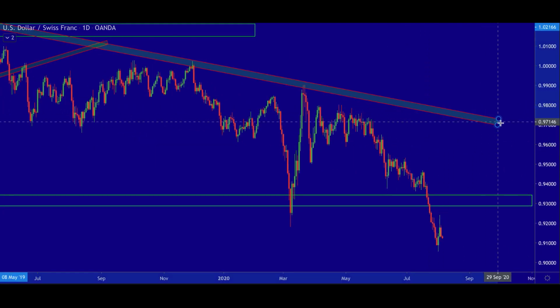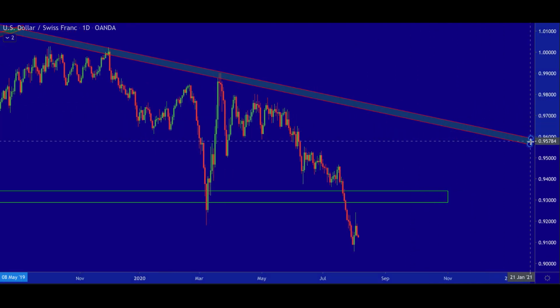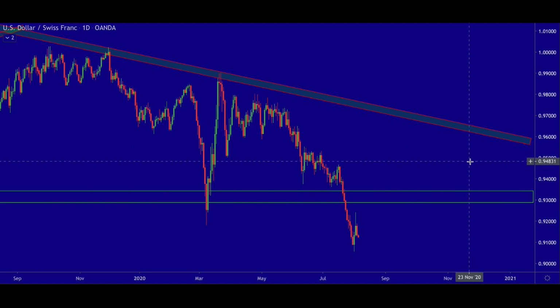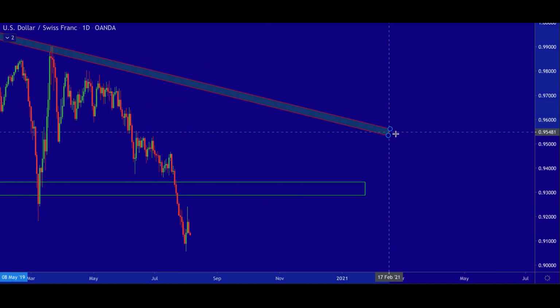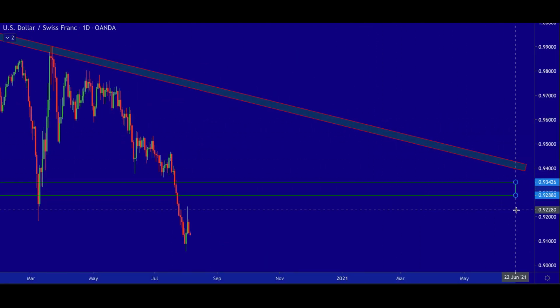You will notice that we extended out the major support zone and the strong trend zone just in case price action comes back. This could be a potential opportunity for you in the future.